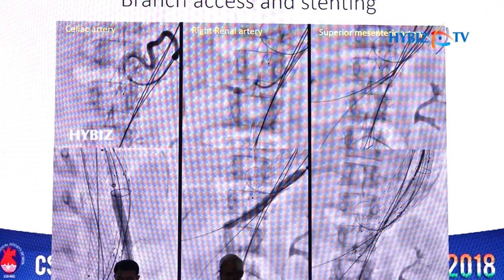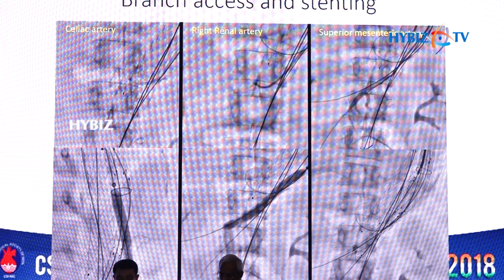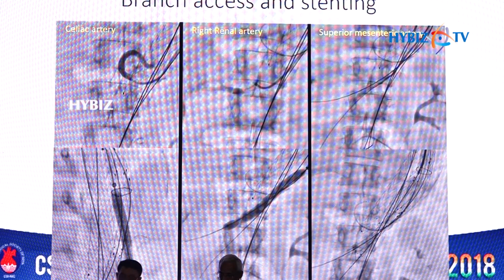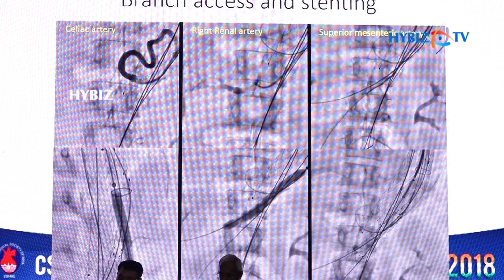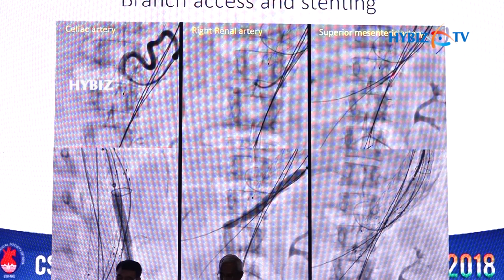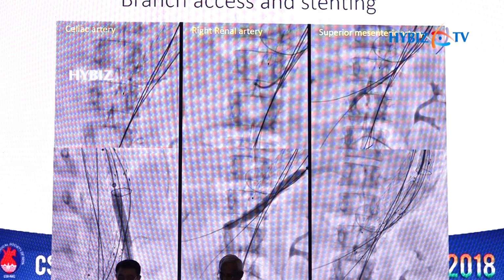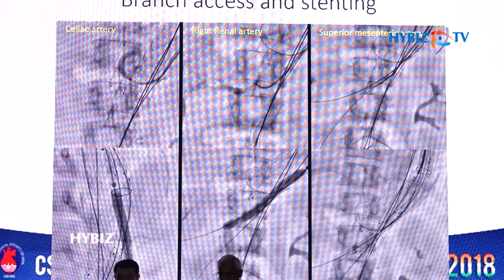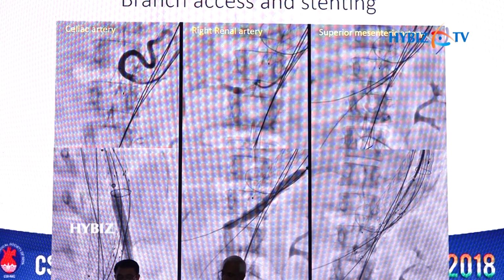So from a 14F sheath placed in the left axillary artery, we punctured 3 quadrants of the valve separately, and we got access into the celiac artery, followed by the right renal artery, followed by the superior mesenteric artery sequentially, and we got stiff wires placed inside, and we put multiple self and balloon expandable covered stents respectively.